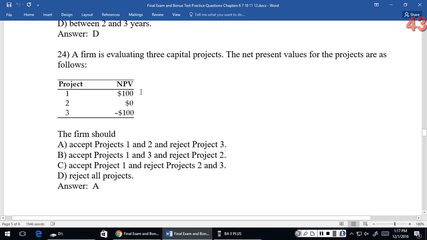Again, this was pretty straightforward. We said a net present value project is acceptable if the NPV is 0 or positive. So in this case, we would accept projects 1 and 2. We would reject project 3. So answer A is correct.